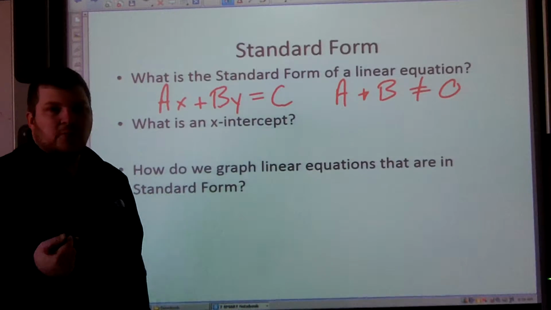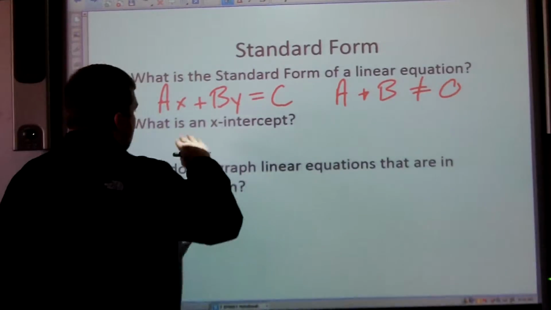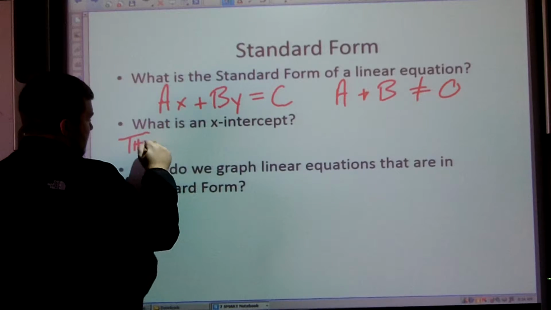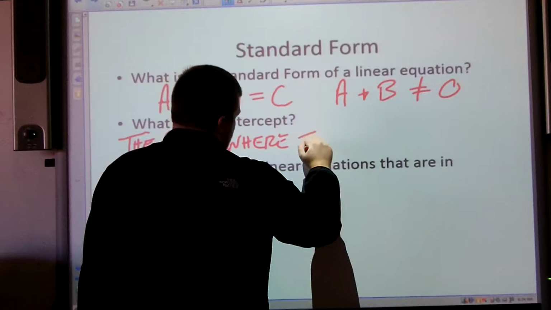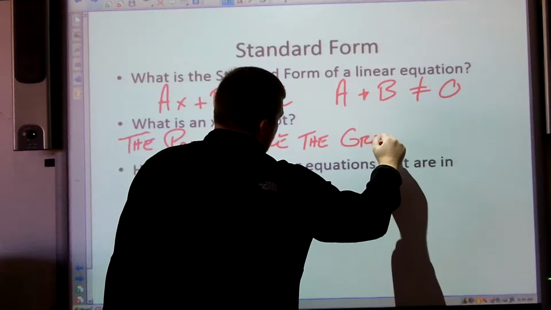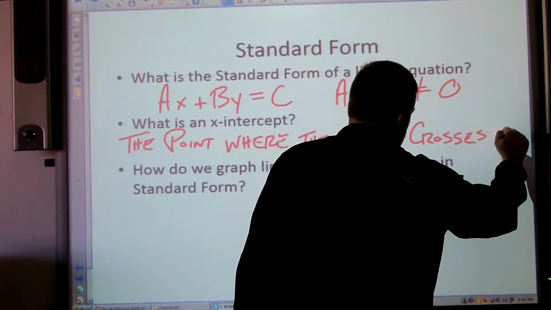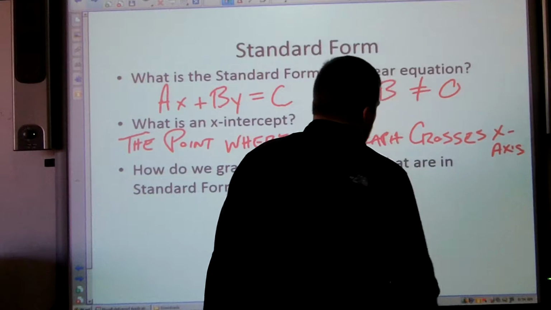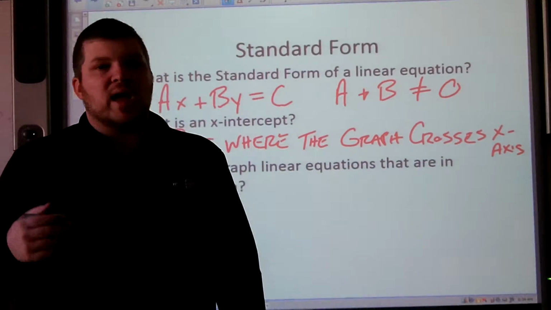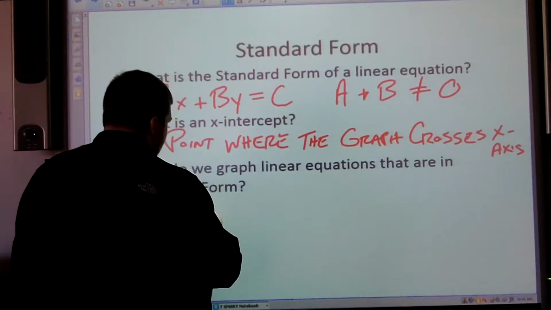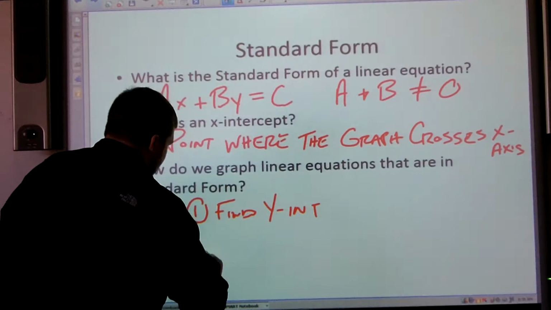And what's an x-intercept? Well, if the y-intercept was where the graph crosses the y-axis, the x-intercept is where the graph crosses the x-axis. So the point where the graph crosses the x-axis. And then how do we graph linear equations that are in standard form? Well, what we're going to do is find both the y-intercept and the x-intercept. So find the y-intercept and then find the x-intercept.